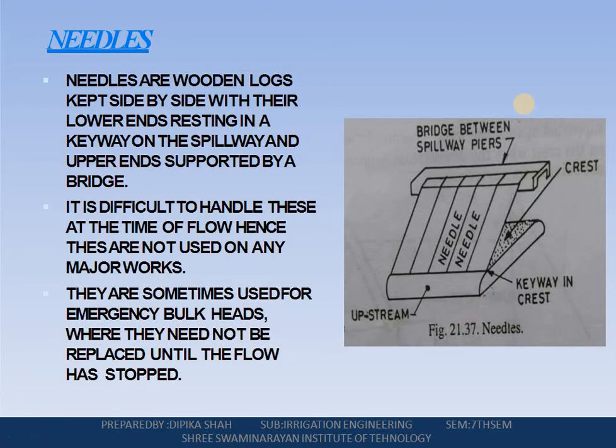The second one is the needles, right. Needles consist of wooden planks kept in an inclined position with the lower end resting in a keyway on the spillway crest and the upper ends on the top of the breast girder, right. So needles are wooden logs, as I said, you can see these are the needles, and they are supported at the keyway in the crest, right. This is upstream. This is a breast between the spillway and piers, right.